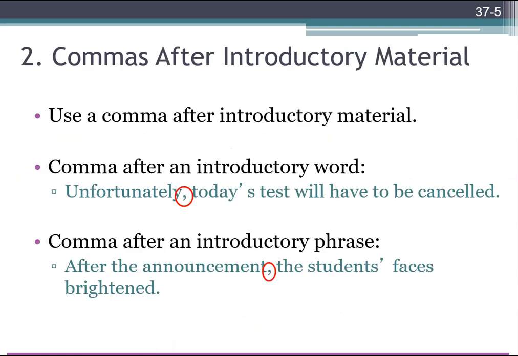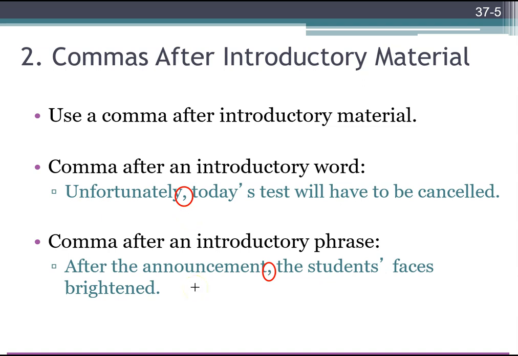The second main use of a comma is to be placed after an introductory word or phrase. In this example, "unfortunately" is an introductory word, and we place a comma after it to set it off from the rest of the sentence. And you can see that actually this word, "unfortunately," could be left off of the beginning of the sentence, and it would not change the meaning.